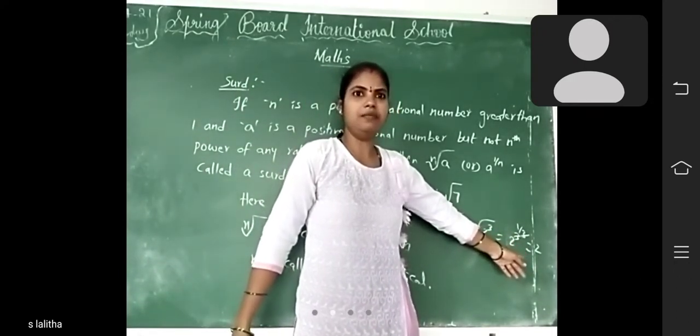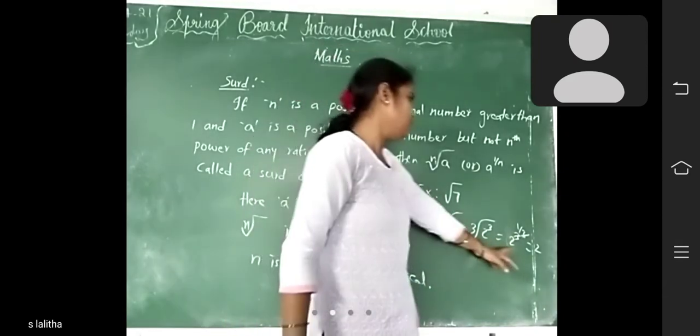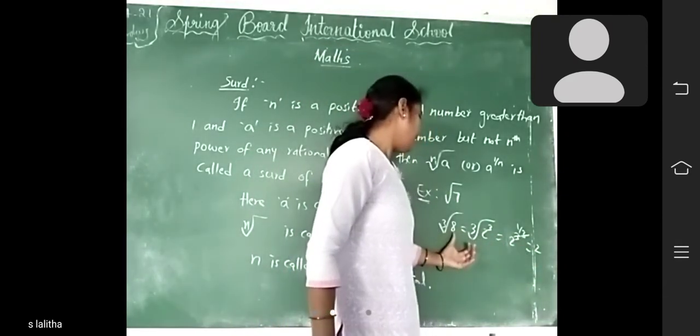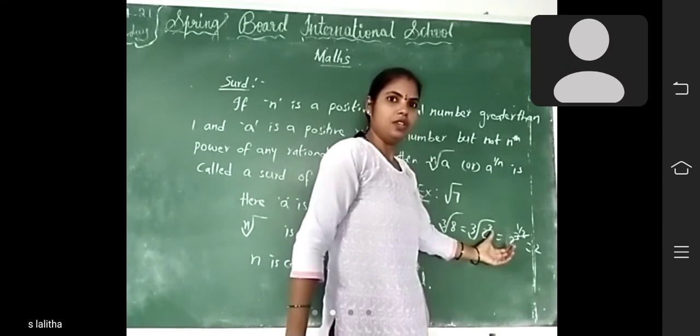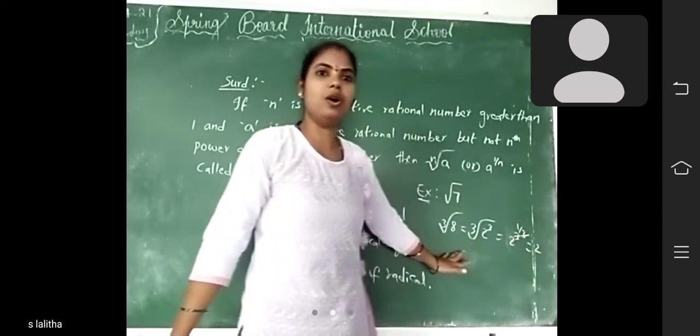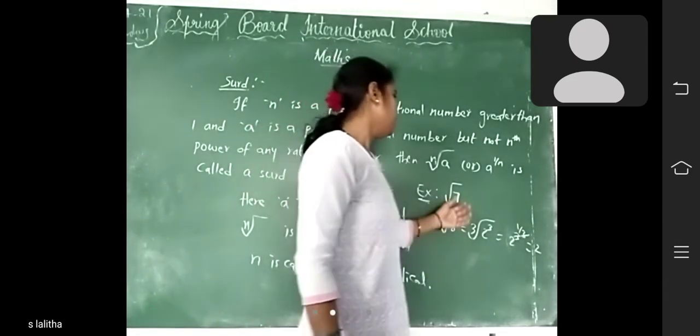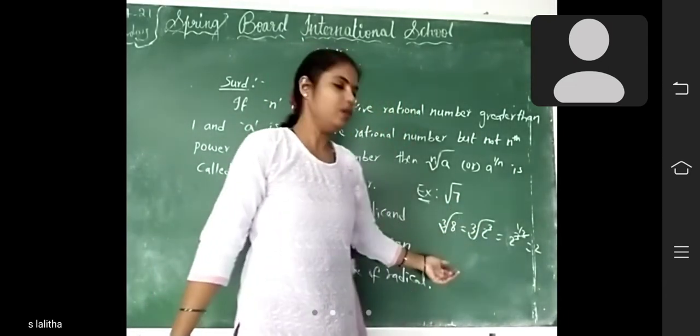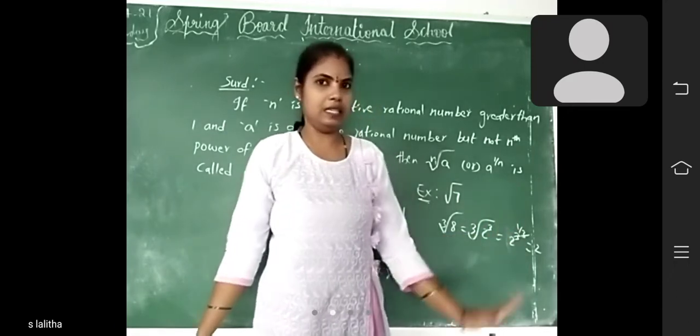Is 2 a surd, children? No. So 2 is not a surd. Why? Because 8 has a cube root. So we will write 2 cube, and 3 will be cancelled, giving 2. So 8 is not a surd. Okay. So root 7 is a surd. Cube root of 8 is not a surd.